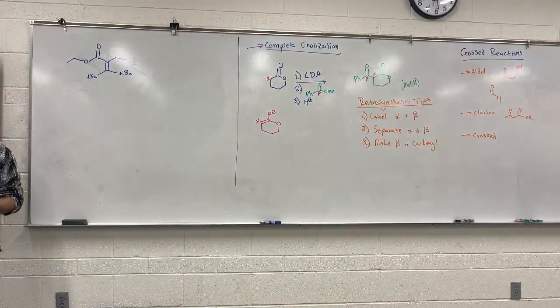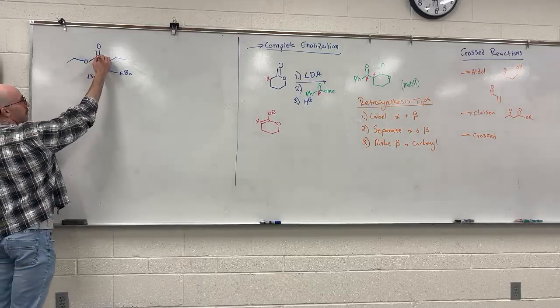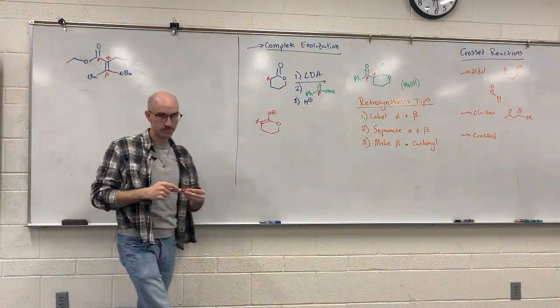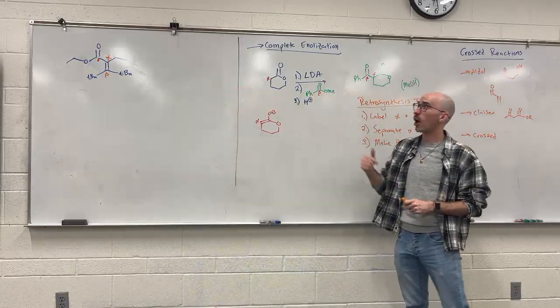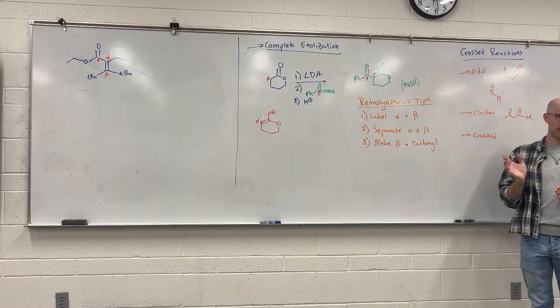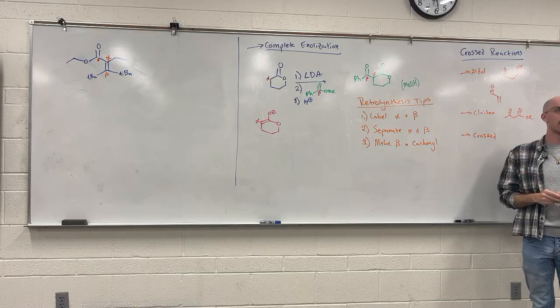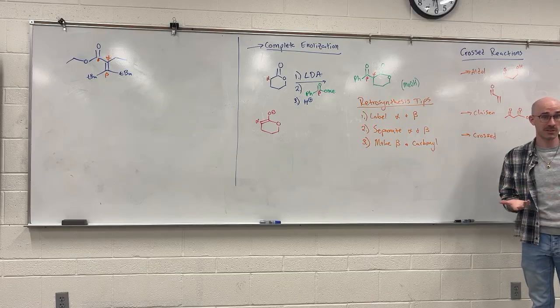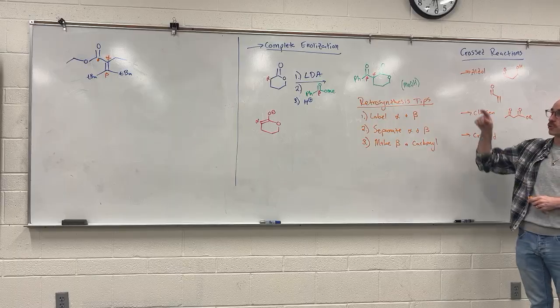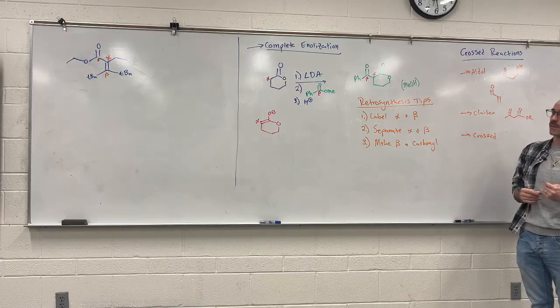Okay, step 1, label alpha and beta. Here's my carbonyl, and it's my primary carbon. Alpha off of it, beta. There's more than one beta position, would you agree? But the beta position of interest is the one that is double bonded to my alpha, creating that conjugated system.